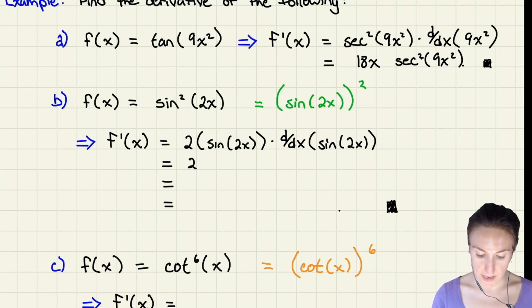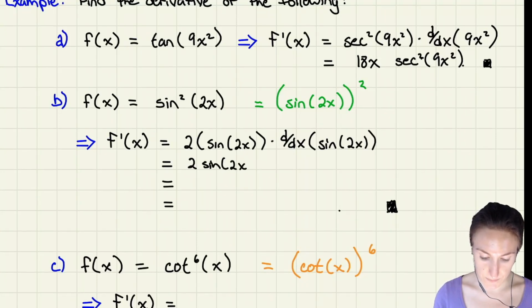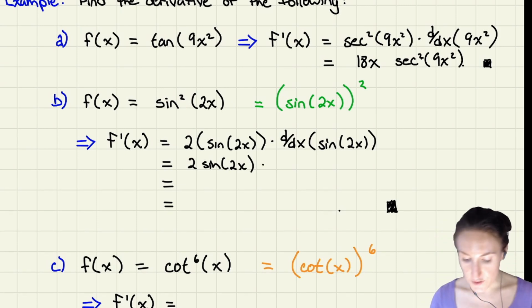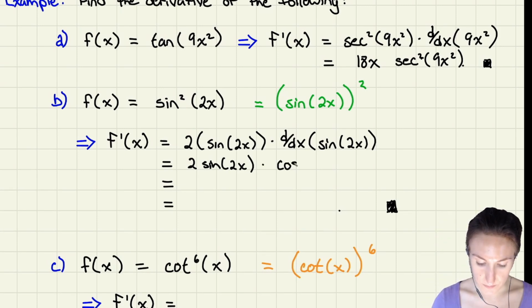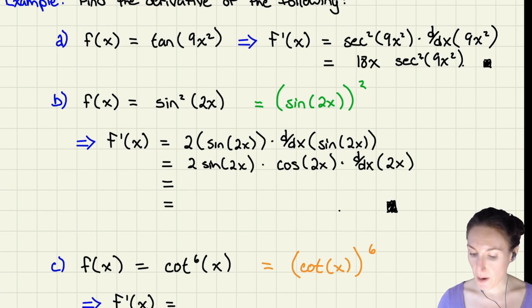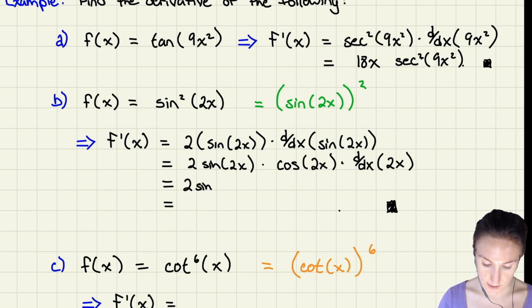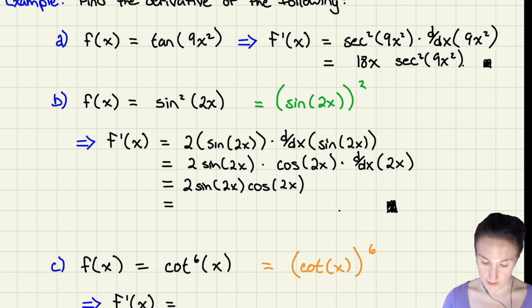Okay, so let's rewrite what we have. So 2 sine of 2x. Now, the derivative of sine is cosine. But again, on the inside of cosine, we don't just have an x, we have 2 times x. So we have to do d dx of the inside. You have to keep doing this chain rule until you're just left with x's, basically. Okay, so now what do we have? So now we have 2 sine 2x cos 2x, and the derivative of 2x, well, that's just equal to 2.